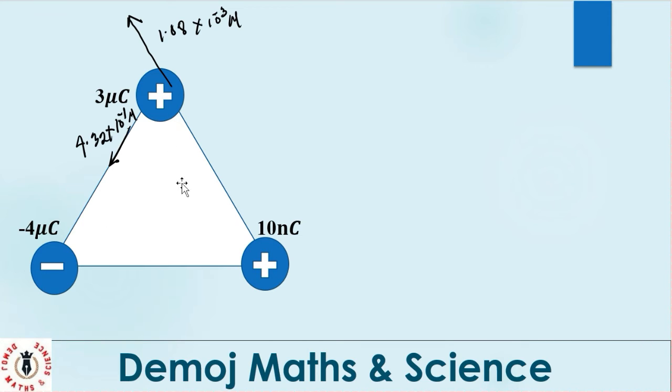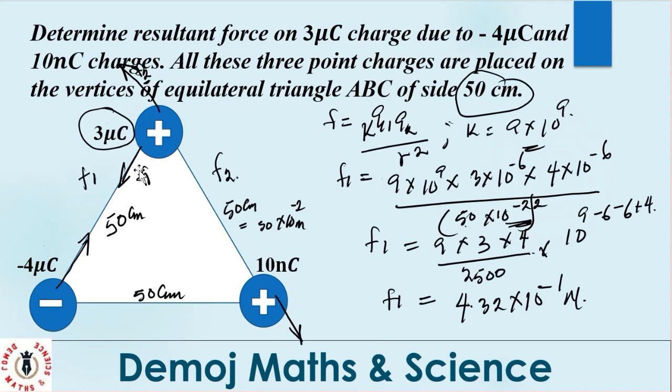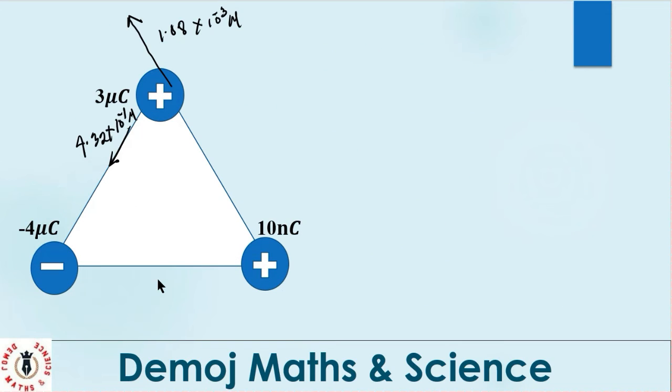Remember the question told us that this is an equilateral triangle. So the angle between each of the charges is 60 degrees. What I have here will be 60 degrees, what I have here will be 60 degrees, and what I should have here also will be 60 degrees. Now, this is a straight line, which has 180 degrees. So if from here to here is 60 degrees, from here to here will be 120 degrees.